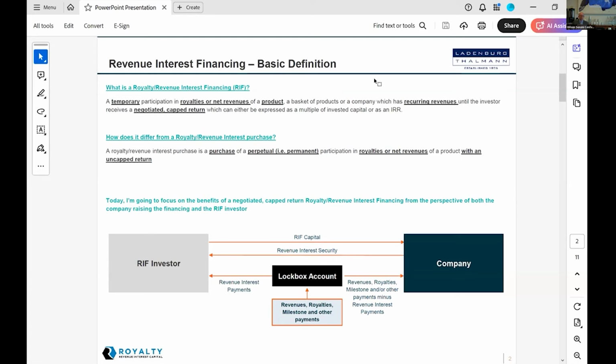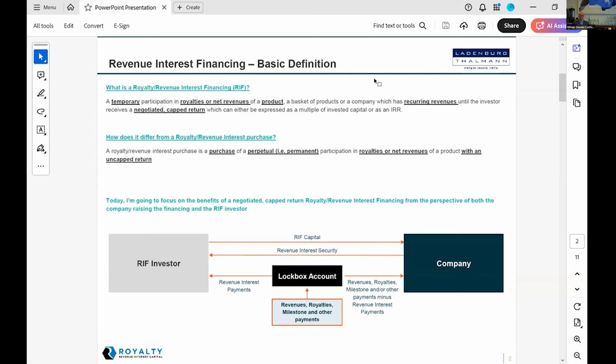And how does this differ from a royalty revenue interest purchase? A royalty revenue interest purchase is the purchase of a perpetual or permanent participation in royalties and revenues of a product with an uncapped return. But today we're going to be talking about a royalty revenue interest financing with a negotiated capped rate of return.